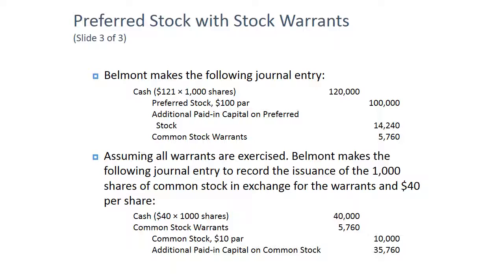That total value, the $40,000 and the common stock warrants of $5,760, that's what we're saying people actually paid $45,760 in total to purchase this stock. So that's how much we allocate to our common stock account. But only 1,000 shares times the $10 par is credited to the common stock. The excess of $35,760 is allocated to the additional paid in capital common stock.